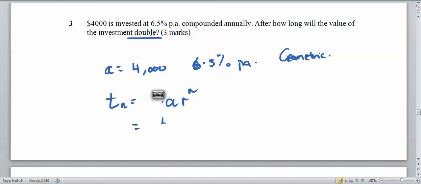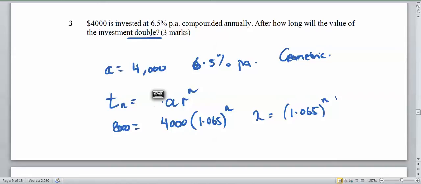So we've got 4,000 is equal to 8,000 R, which is 1.065 to the power of N. Dividing the 8,000 by 4,000, we've got 2 is equal to 1.065 to the power of N.